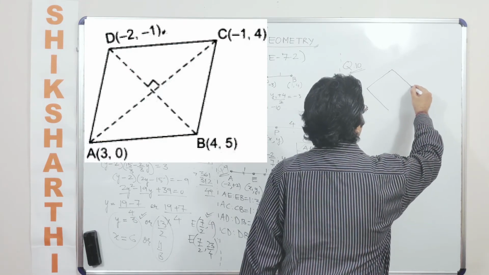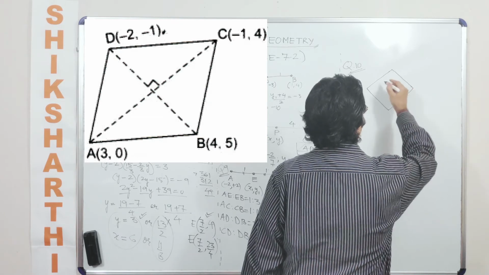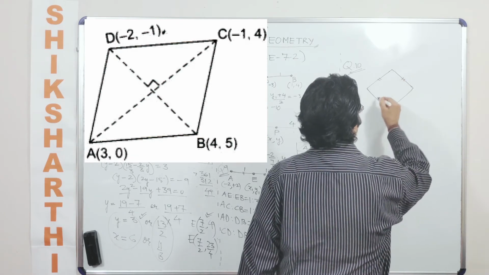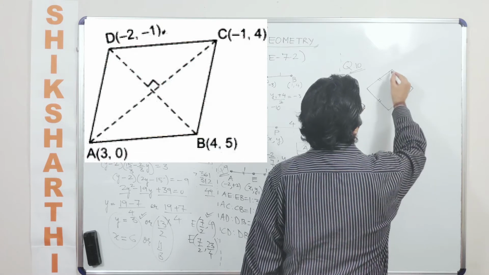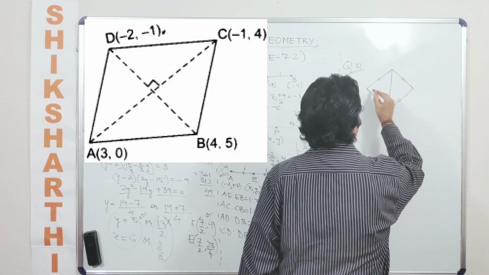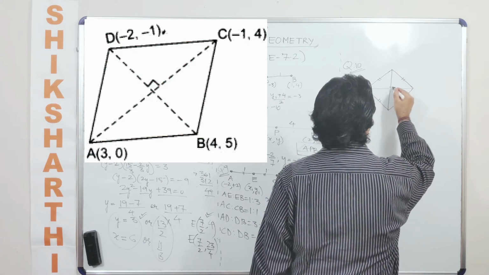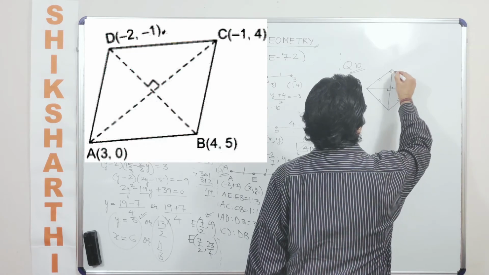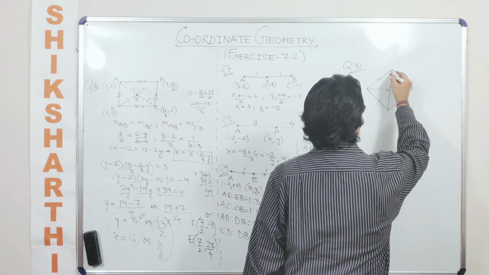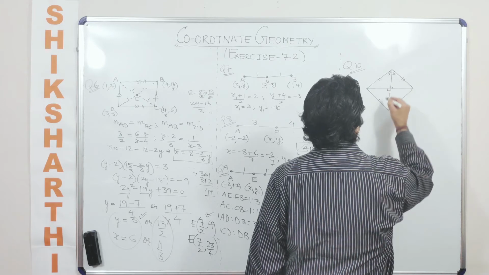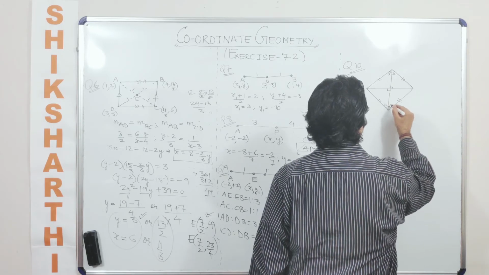So as we have been discussing in other videos also, you should know the properties of a rhombus. All the sides are equal and the diagonals intersect at right angles. Not only this, the vertex angles are bisected. So let's say if this is angle A, this will be angle A. If this angle is B, this angle would be B.